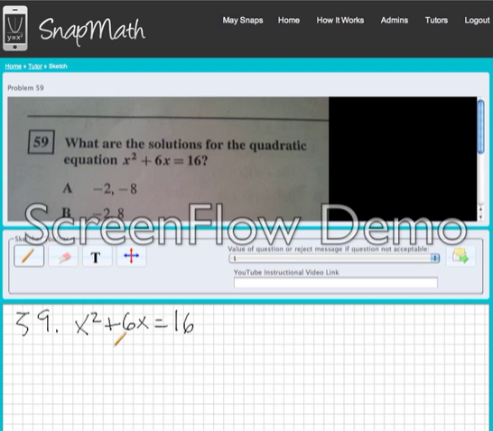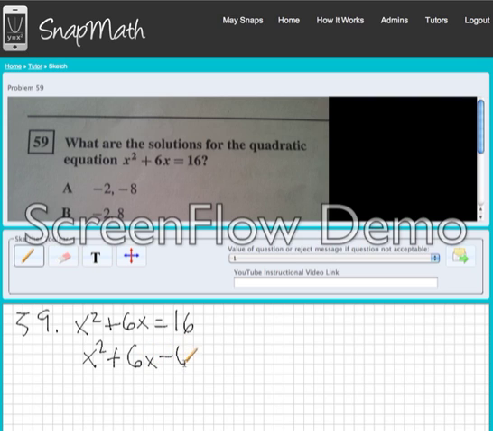You sent us this problem and it says solve for the solutions of the quadratic equation. So this is a quadratic equation, which means the variable x is squared. The way we're going to do this is normally you want to get these all to one side, and that's what we're going to do, all the numbers and variables to one side. So we're going to subtract 16 from both sides.